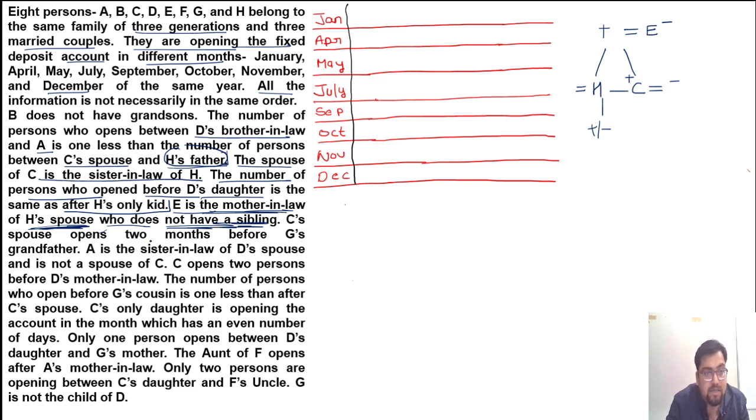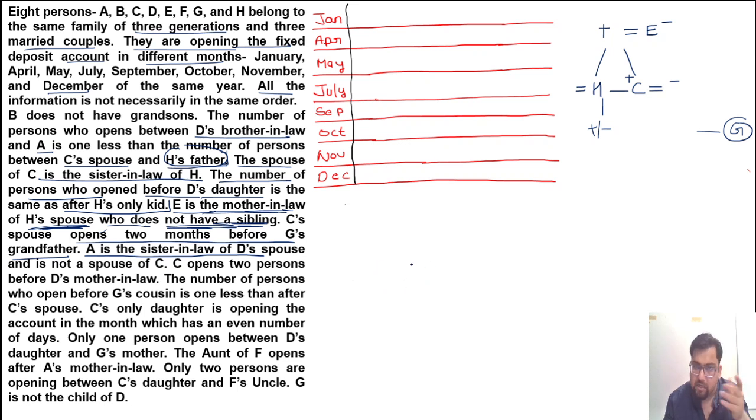C's spouse opened 2 months before G's grandfather. G's grandfather definitely tells me that G is coming in the third generation. G will be coming in the third generation somewhere here. I don't know where G is coming, but G will come in the third generation. A is a sister-in-law of D's spouse. There must be a D, there must be D's spouse. For this spouse, A is a sister-in-law. So it can be in two different ways.